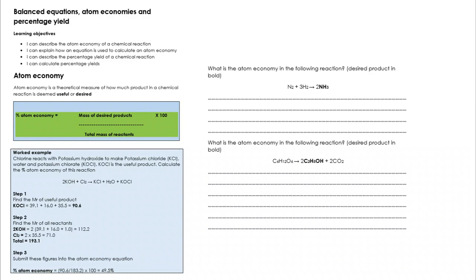Now, this is actually a very simple one straight away because all of our reactants are going to make that NH3. So we've got total useful product. We count nitrogen, 3 hydrogens is 17, 2 moles of it, that's 34. But we're going to divide that by 34 and multiply by 100, giving us an atom economy of 100%. And if there's only one product, the atom economy is guaranteed to be 100%.